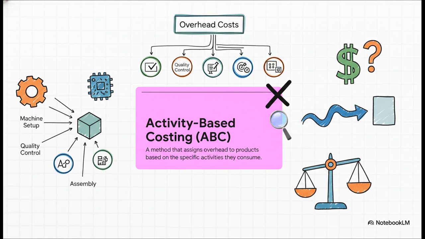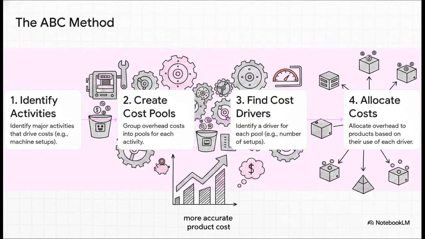That's where activity-based costing, or ABC, comes in. You see, traditional methods often use a single broad overhead rate, like direct labor hours, to spread costs around. The problem is, that can really distort how much a product truly costs to make. ABC gives us a much sharper picture. So how does ABC work? It's actually pretty intuitive. Instead of one big bucket of overhead, we create smaller cost pools for major activities, like setting up machines or performing quality checks.